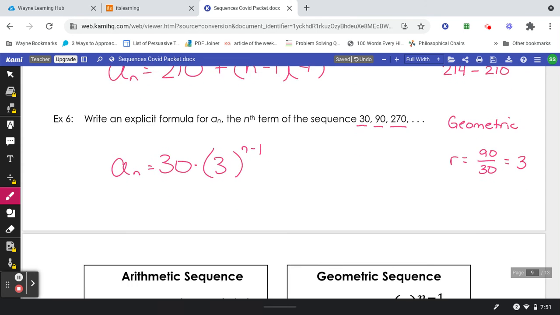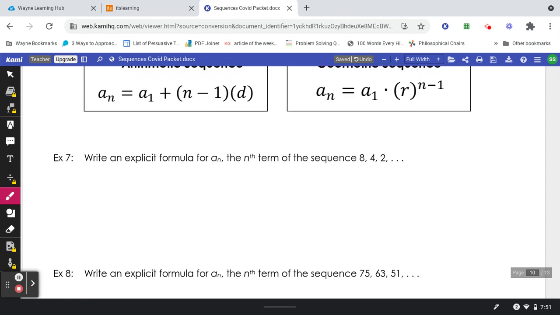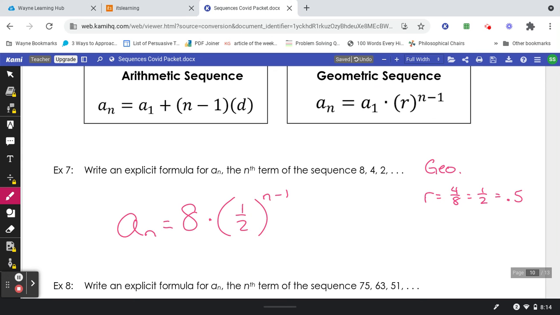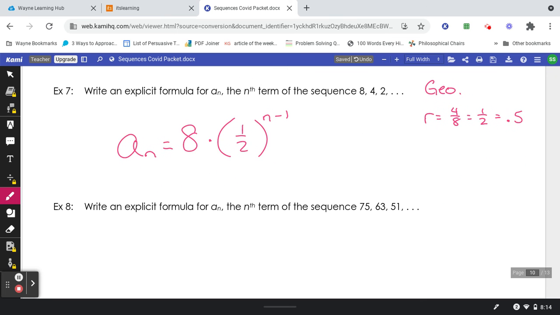All right, we've got 2 more on the back side, as well as the formulas at the front. Okay, this one is geometric. And 4 divided by 8, you could either write as 1/2 or 0.5. So a sub n equals 8 times 1/2 to the n minus 1, or again, the 1/2 could be a 0.5.